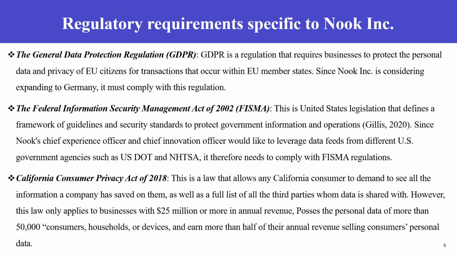The next is the Federal Information Security Management Act of 2002, also known as FISMA. Since Nook Incorporated is planning to leverage data from various US departments such as the US DOT and the NHTSA, it therefore has to comply with FISMA. Next is the California Consumer Privacy Act of 2018. This is a law that allows any California customer to demand to see all the information the company has saved on them. Since Nook Incorporated is already functioning in continental USA, it has to comply with the California Consumer Privacy Act since it has customers in California.